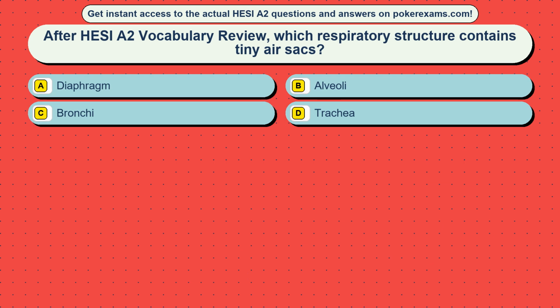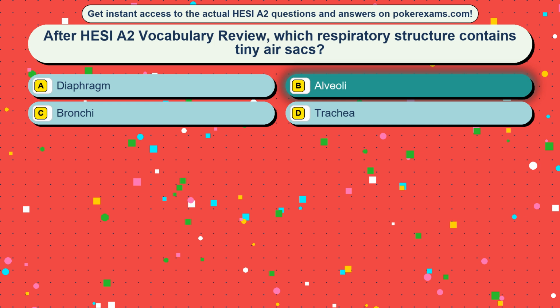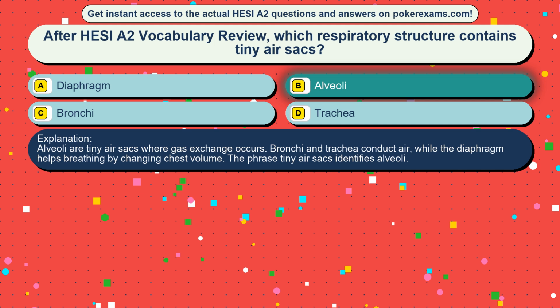Question 16. After HESI A2 Vocabulary Review, which respiratory structure contains tiny air sacs? Option A, diaphragm. Option B, alveoli. Option C, bronchi. Option D, trachea. The correct answer is option B, alveoli. Alveoli are tiny air sacs where gas exchange occurs. Bronchi and trachea conduct air, while the diaphragm helps breathing by changing chest volume. The phrase tiny air sacs identifies alveoli.